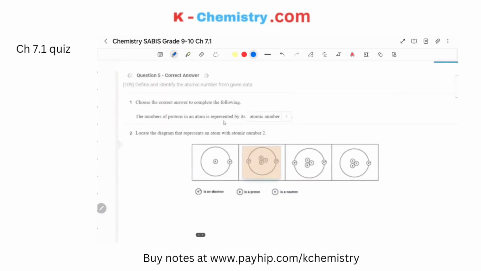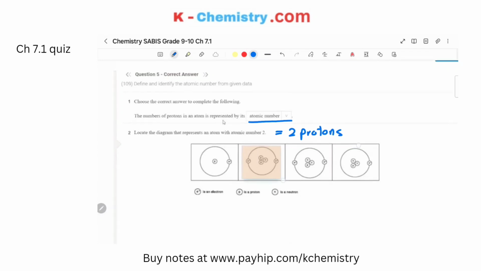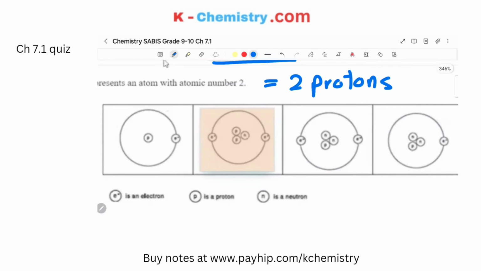Choose the correct answer to complete the following. The number of protons in an atom is represented by its atomic number. Again, the number of protons is the atomic number. Locate the diagram that represents an atom with the atomic number 2, so it has 2 protons inside it. This one has 1 proton, this one 3 protons, and this one has 1 proton also. So the only correct answer that has 2 protons is this one.